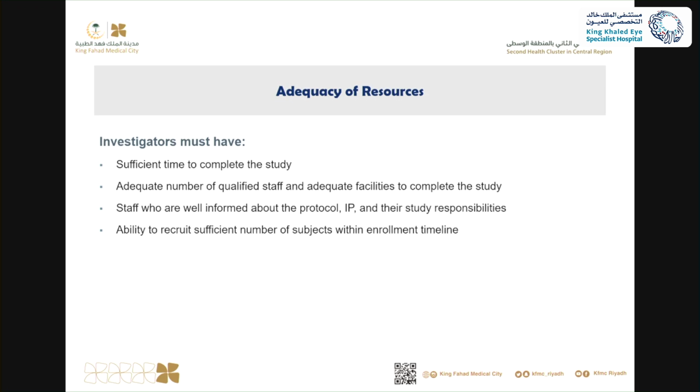This is a bad impression for sponsors: I'm investing money in your site, and for 3 years, you fail to recruit one single patient. So this is what we need to understand.